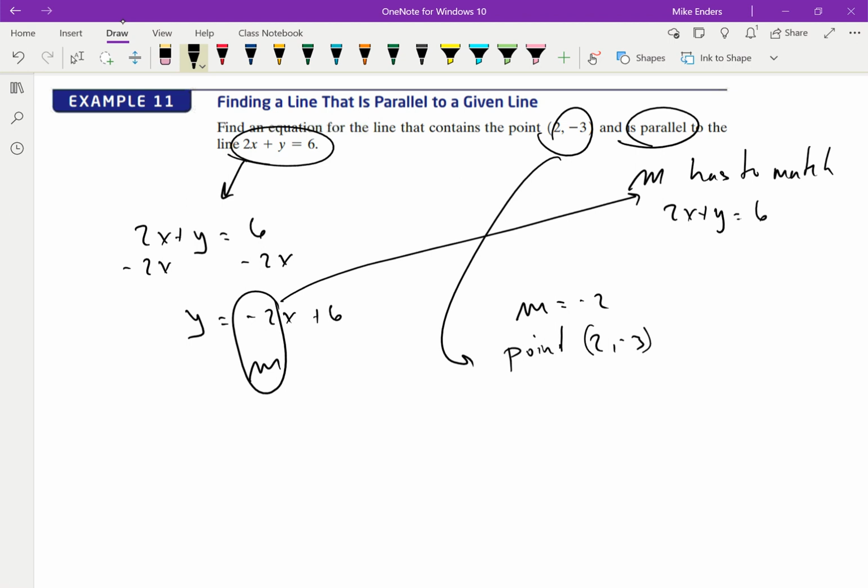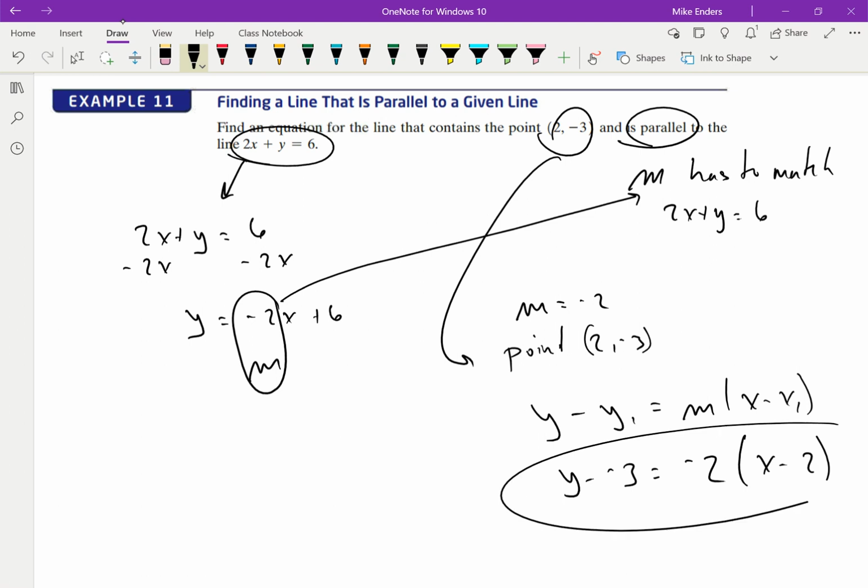So let's see. I can go ahead and do that in point slope form, because that's y minus y1 equals slope times x minus x1. So that's y minus the y value of negative 3 equals the slope of negative 2 times x minus the x value, and there we go. That is the equation for a line that goes through the point 2, negative 3, and is going to end up being parallel to 2x plus y equals 6.